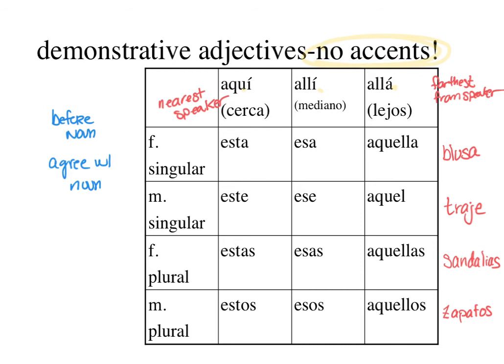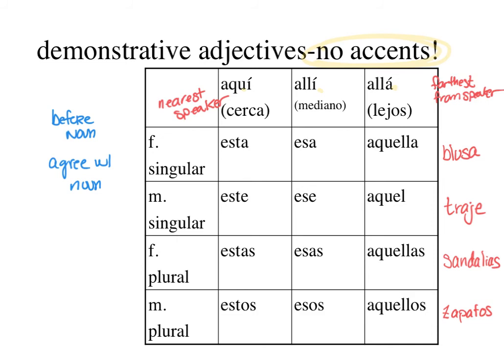So looking at these, we have here this first column. These are the demonstrative adjectives that we would add along with blusa, traje, sandalias, or zapatos, they're nouns, if they were the item nearest to the speaker. So the thing that you would kind of draw biggest perspective-wise. So for example, I would say esta blusa, este traje, estas sandalias, or estos zapatos, if they were the ones closest to me, the speaker.